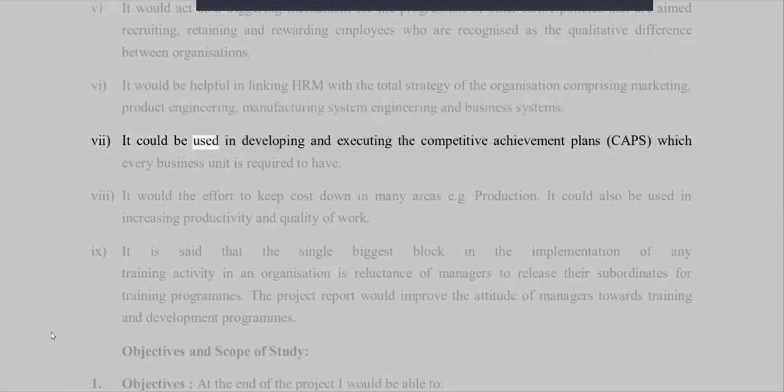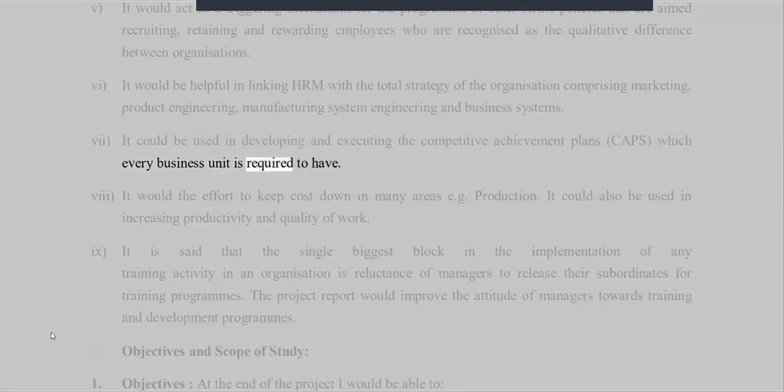7. It could be used in developing and executing the competitive achievement plans, CAPs, which every business unit is required to have. 8. It would be an effort to keep cost down in many areas, e.g. production. It could also be used in increasing productivity and quality of work.